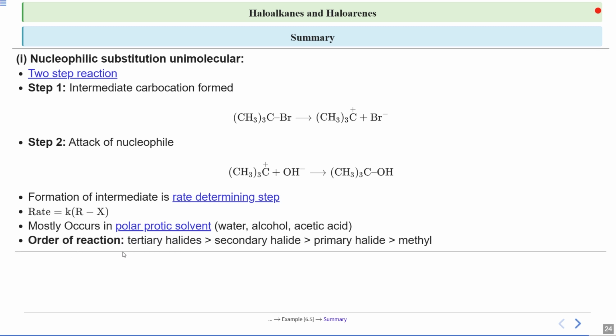As for the order of reactivity, tertiary halides are highly reactive towards SN1 reaction, then comes the secondary halide, then the primary halide, and then the methyl. This is due to the fact that the tertiary carbocation we get in the first step is the most stable. So the tertiary halide will show the highest reactivity.